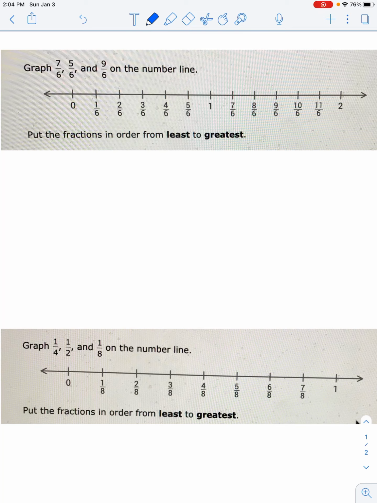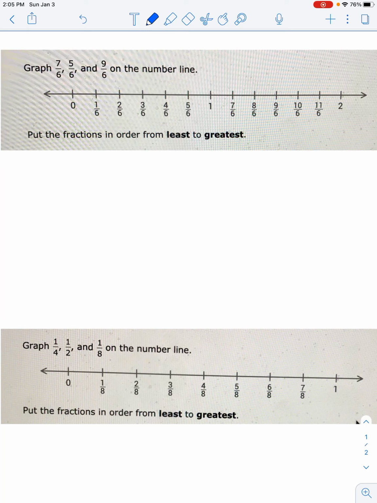So let's look at the first problem we have here. There are two things that this problem asks you to do. The first is graph 7/6, 5/6, and 9/6 on the number line. And the second part is to put the fractions in order from least to greatest.